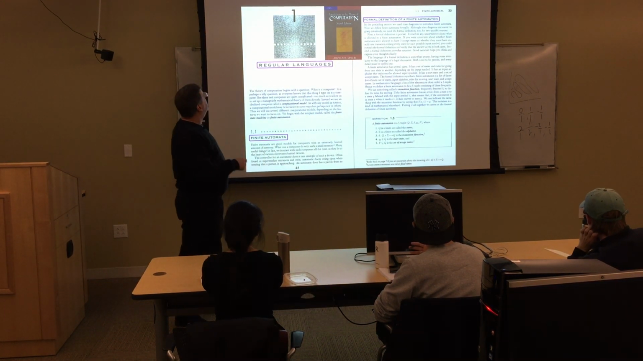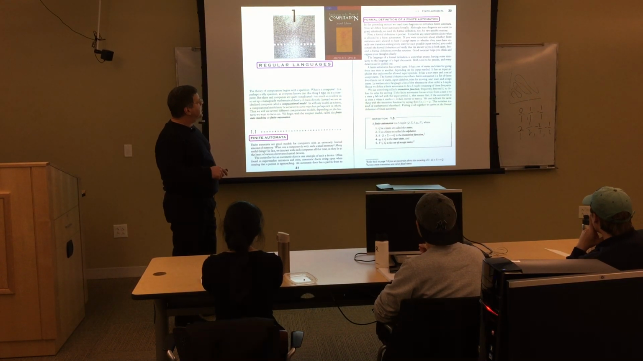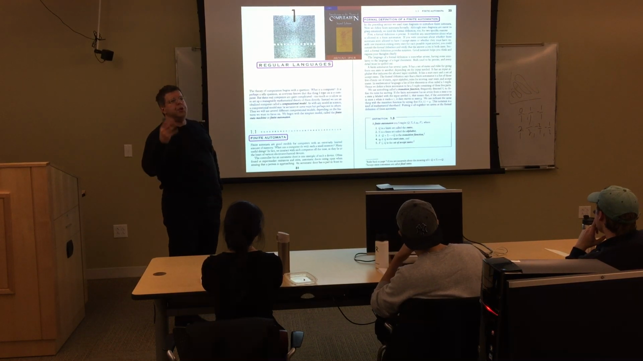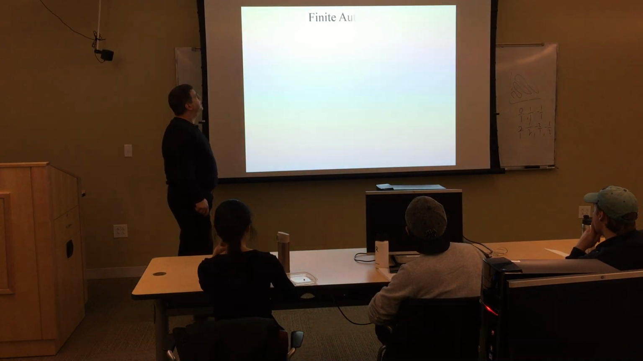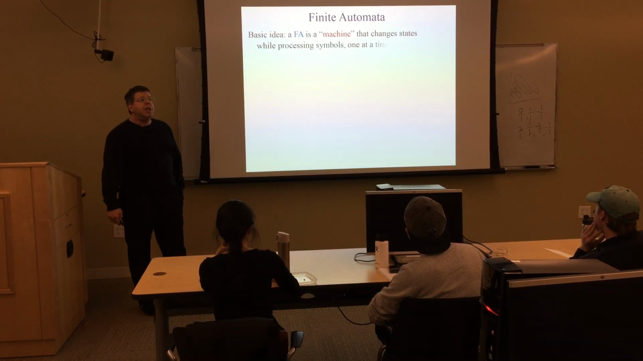So in the book, we're entering chapter 1. We're going to talk about regular languages, and that's on page 34, 35. So all of you should be reading the first chapter of the book at this point pretty regularly. All right, so finite automata. Finite automata is a computation model.